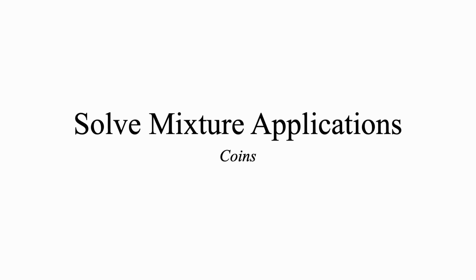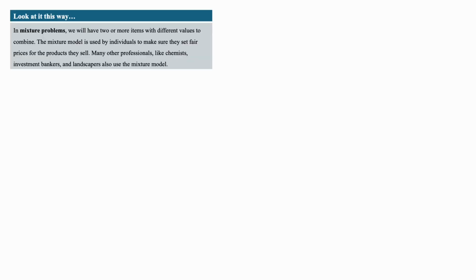Today's topic will be on solving mixture applications with a focus on coins. So let's look at it this way. We will have two or more items with different values to combine. The mixture model is used by individuals to make sure that they set fair prices for the products they sell. That's just a small example. Another example is that many other individuals or professionals like chemists, investment bankers, and landscapers also use this mixture model.